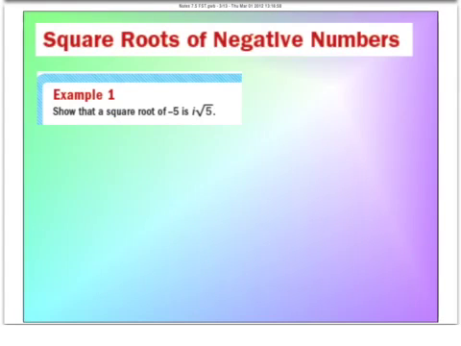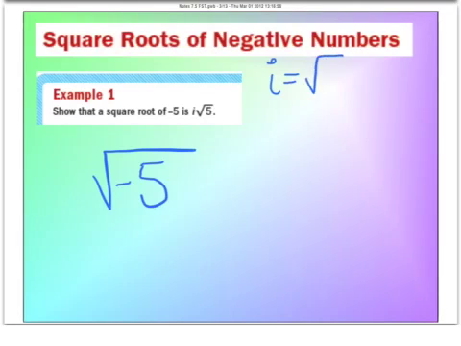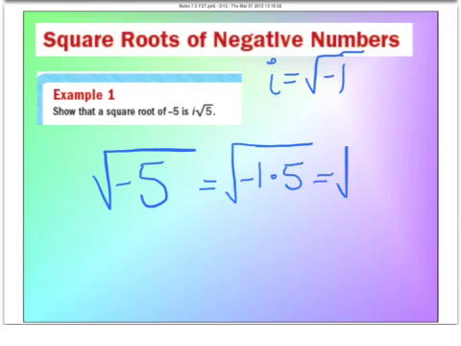Continuing on with the imaginaries, they want us to show that the square root of -5 is equal to i times the square root of 5. Fine, let's just take the square root of -5. On this particular example, they want us to recall that i is equal to the square root of -1. Any radical can be written as a composition of 2 numbers being multiplied. This is the same as -1 times a positive 5, which can be broken up into the square root of -1 times the square root of 5.